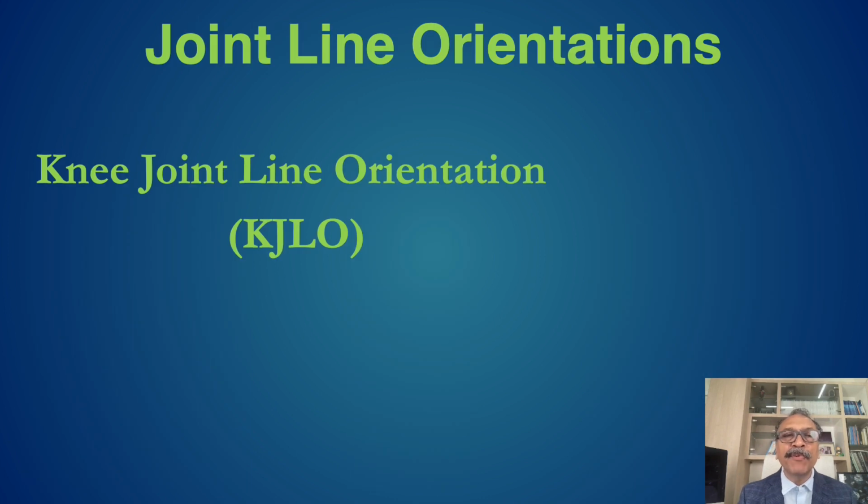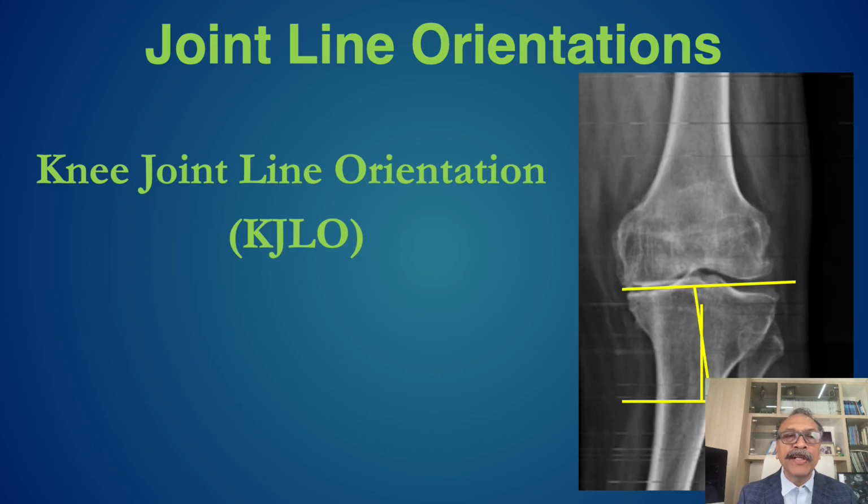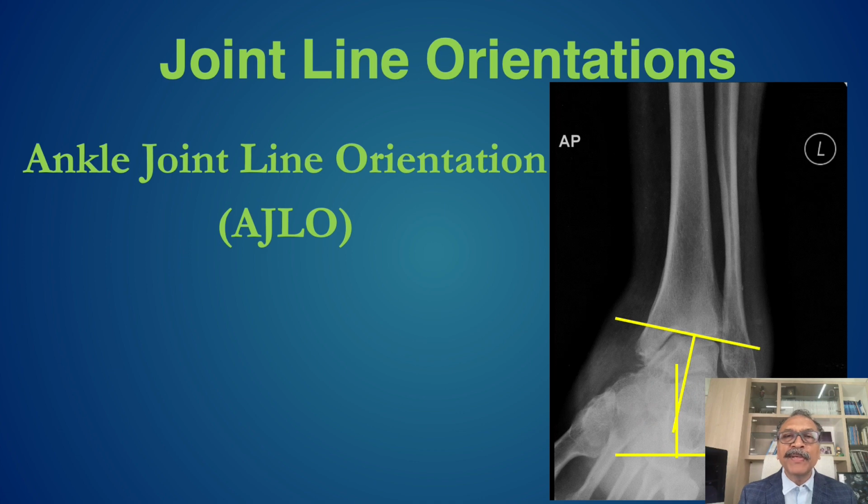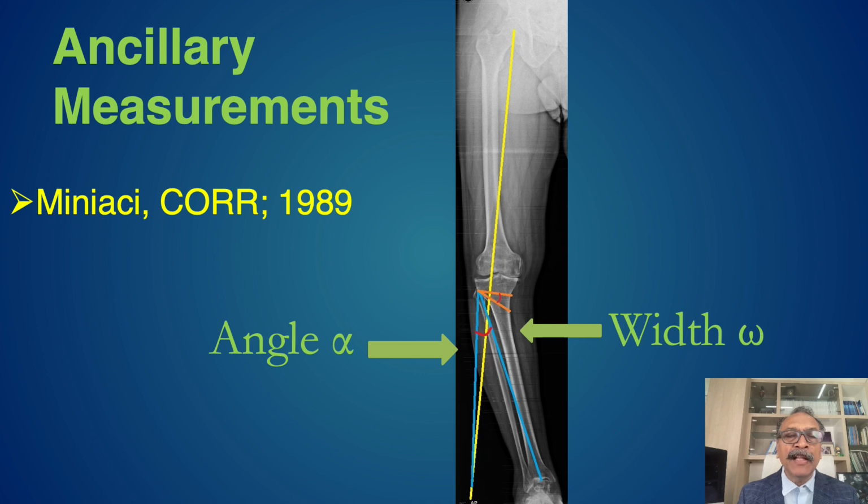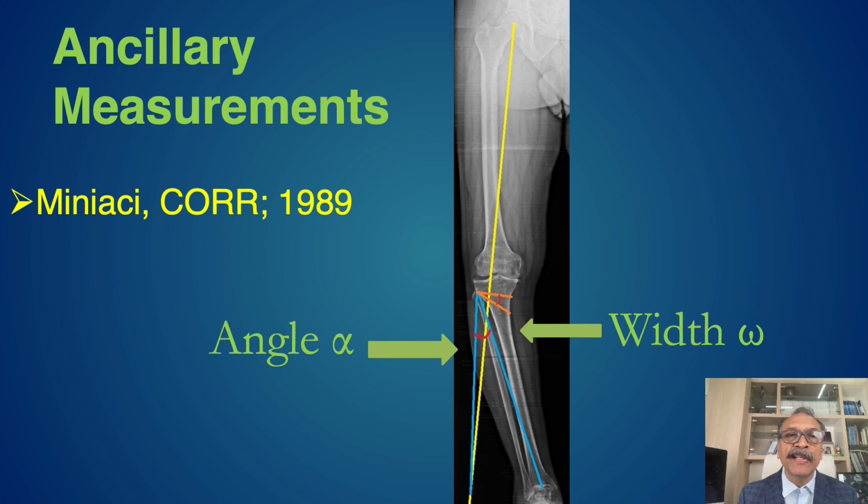Some ancillary deformities like the knee and the ankle joint line orientation should also be considered before deciding which osteotomy is best. And a certain clue, if you are really hooked onto the medial opening wedge high tibial osteotomy, is to find out the angle alpha based on the Miniaci method and the amount of opening of the wedge, which will suggest to you whether this is really the best way, whether the medial opening wedge is the only osteotomy that can work in all cases.